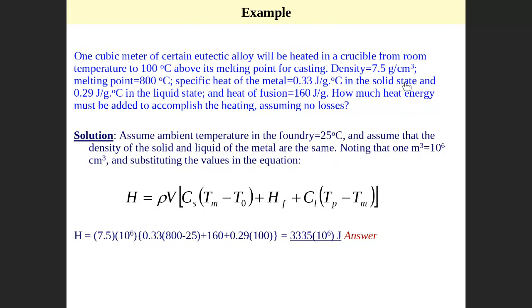So this is the CS, and 0.29 is lower, definitely, in the liquid state. So this is CL. This is CS, this is CL, and the heat of fusion, which is HF. This heat of fusion is 160 joule per gram, because heat of fusion is only a function of mass, not temperature, because here the temperature is almost the same per gram.